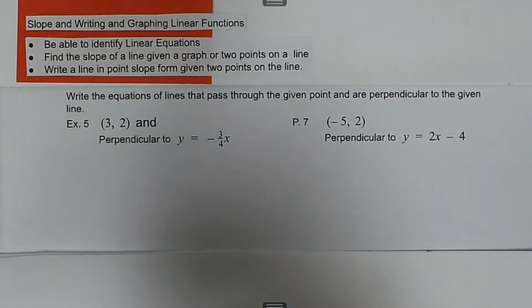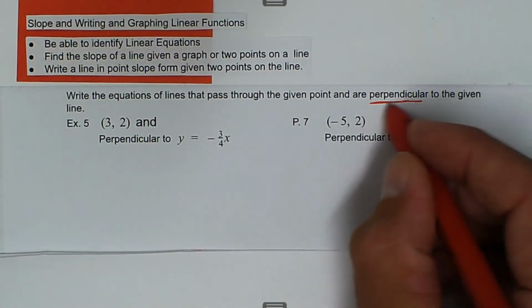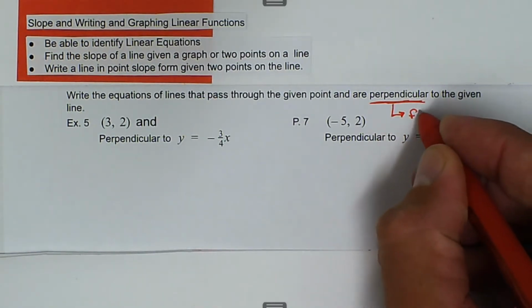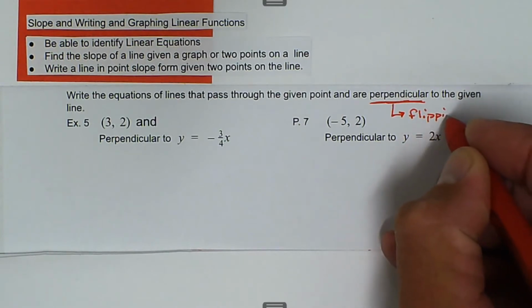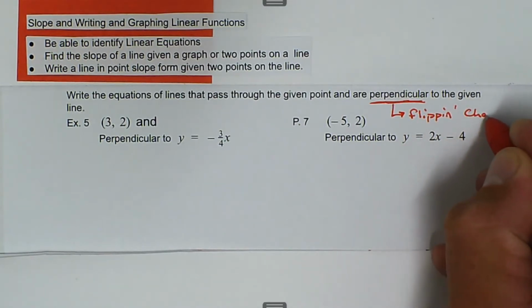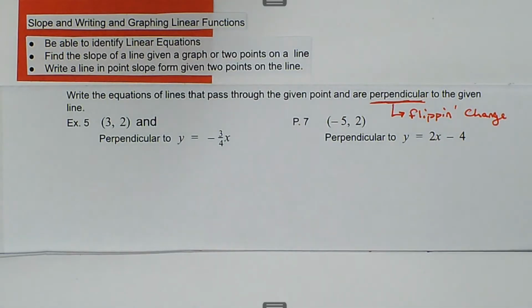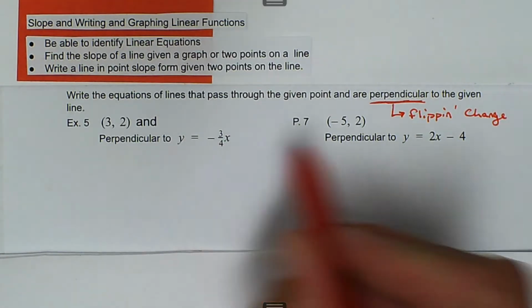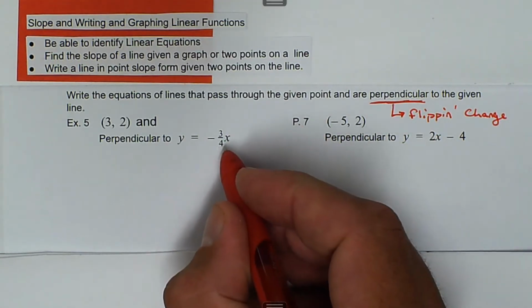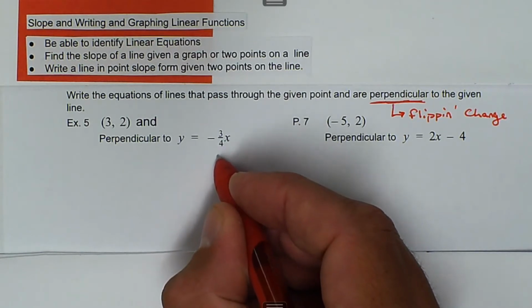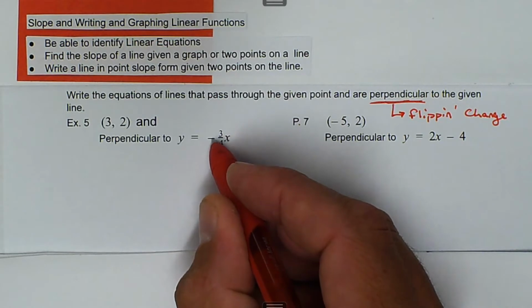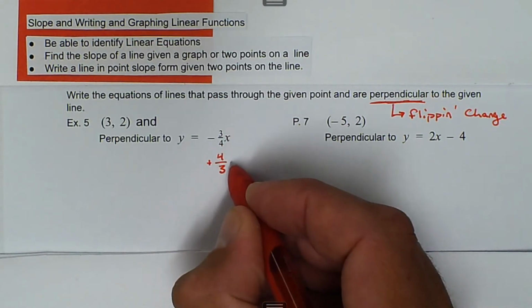So we have to remember what perpendicular means, and it's almost a swear word at this point. It means flip and change. Flip and change. Okay, almost like you stubbed your toe on the word perpendicular. So here we have this slope, and we need to find the one that's perpendicular. So perpendicular means flip. So that means we're going to put the 4 over the 3, and change the sign means go from negative to positive.